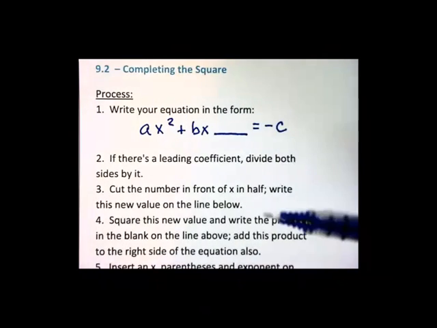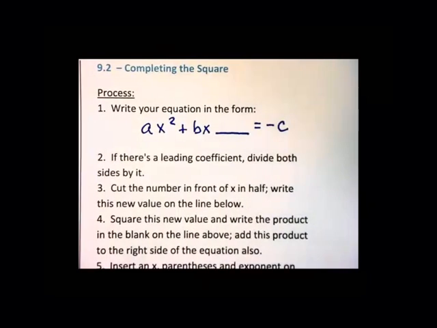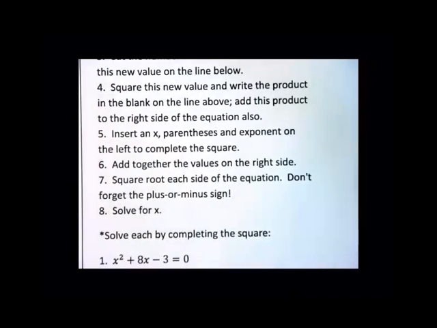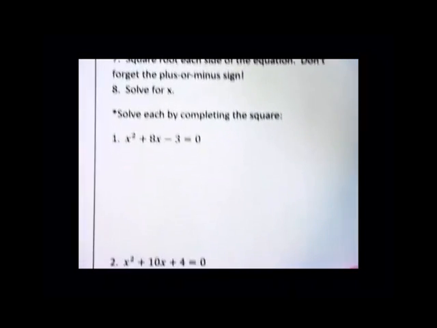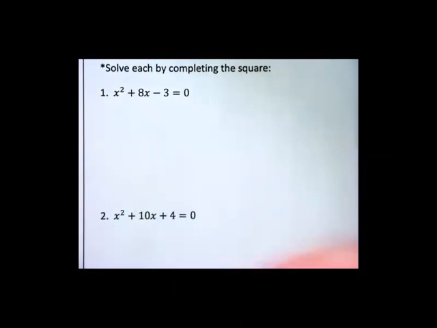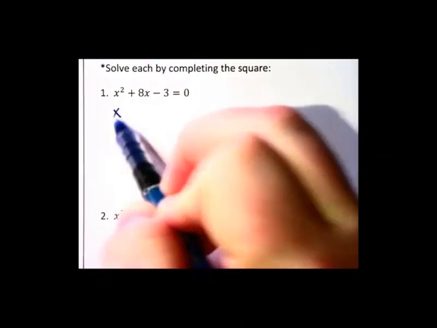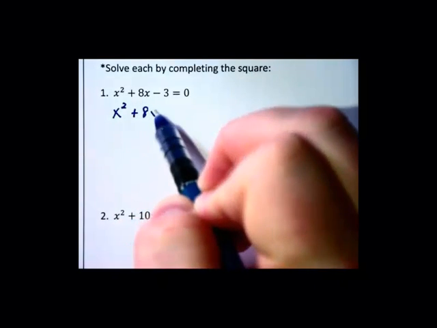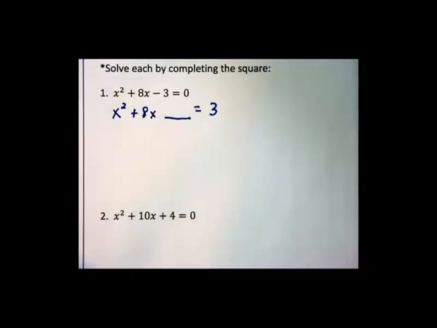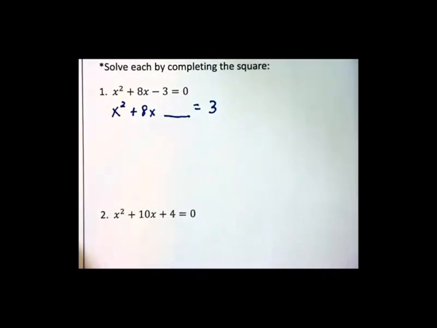Then we're going to go through these remaining steps here, and you can read them on your own as you work your way through the notes. But basically this is what I'm going to be asking you to do step by step as we work our way through. So here we go with our first problem. We're going to have x squared plus 8x. We're going to leave a blank, and that minus 3 is going to come to the right as a positive 3. That's step 1, writing it in this form.